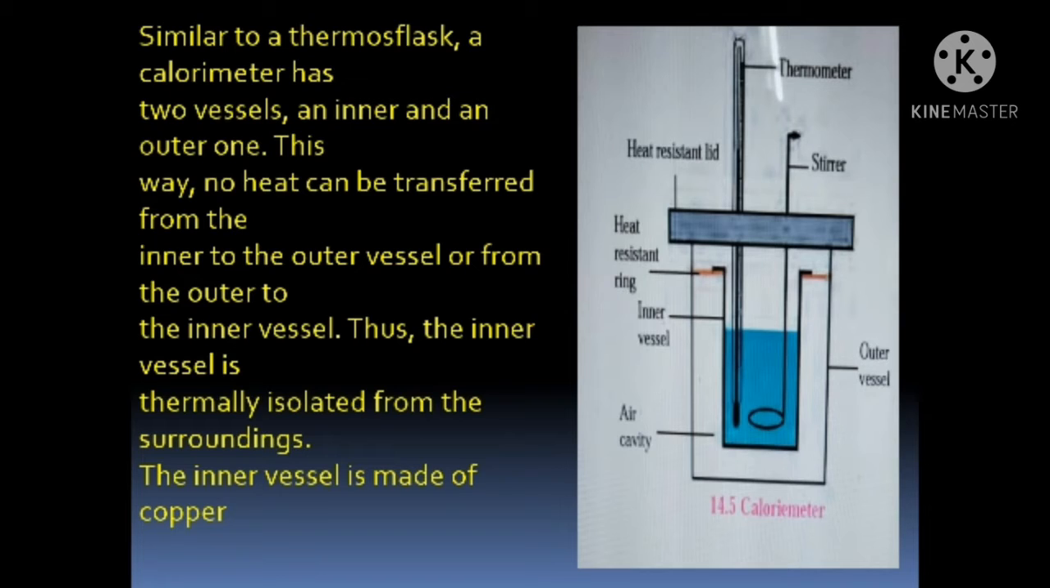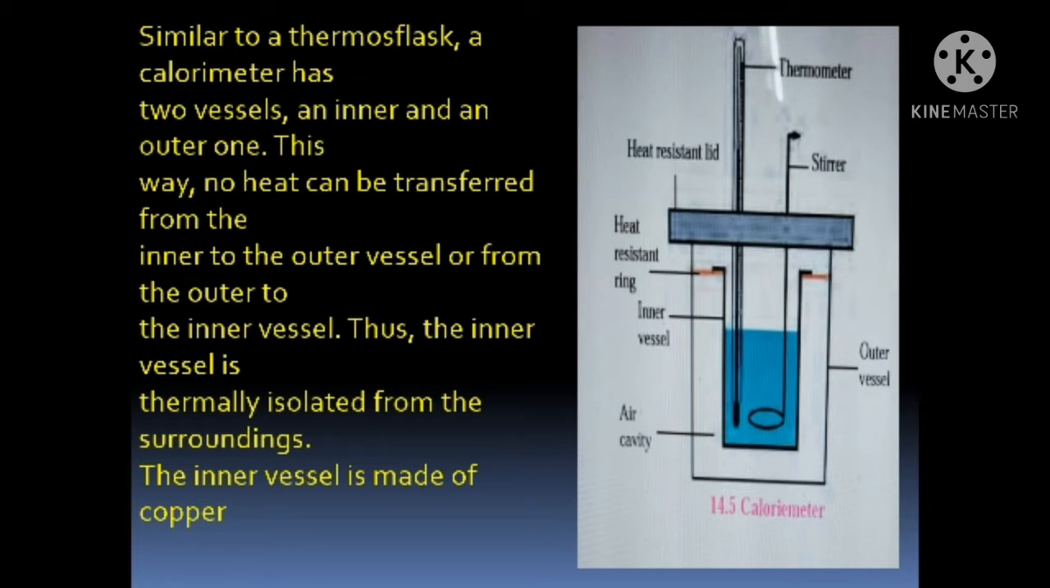So students, have a look at the diagram. Normally it is a thermos flask like thing. You have always seen a thermos flask. It looks the same. You can see a beaker like object which has a heat resistant lid. Inside you can see an outer vessel and an inner vessel, and in the middle of both there is an air cavity.